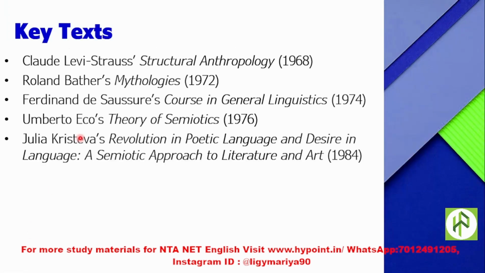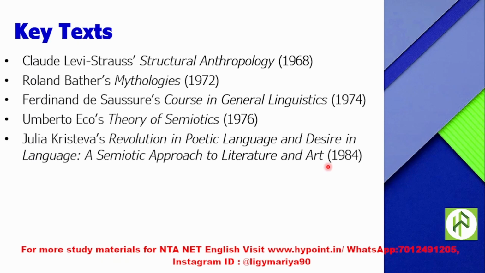Now let's see key texts and works related to structuralism. First one is Claude Lévi-Strauss's Structural Anthropology, published in the year 1968. Roland Barthes' Mythologies is published in 1972. Ferdinand de Saussure's Course in General Linguistics, published in 1974. Umberto Eco's Theory of Semiotics, published in 1976. Julia Kristeva's Revolution in Poetic Language and Desire in Language, a Semiotic Approach to Literature and Art, published in 1984.